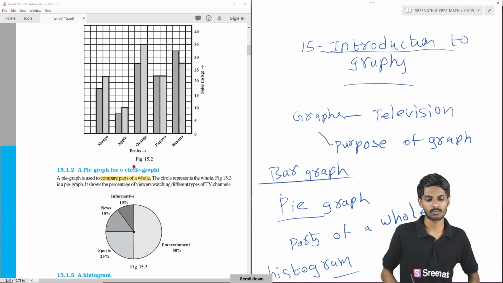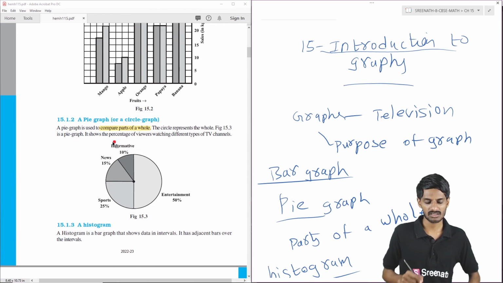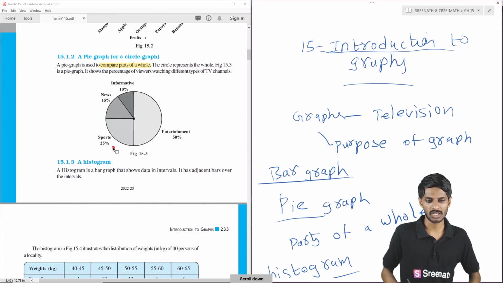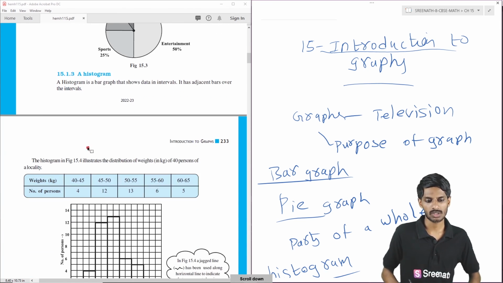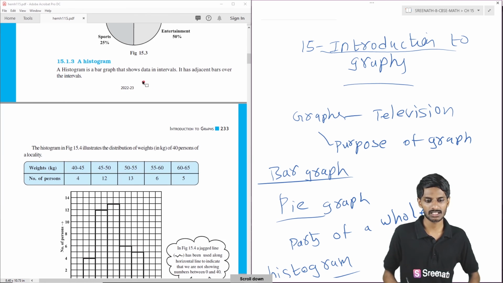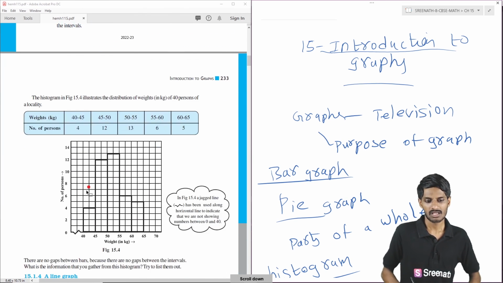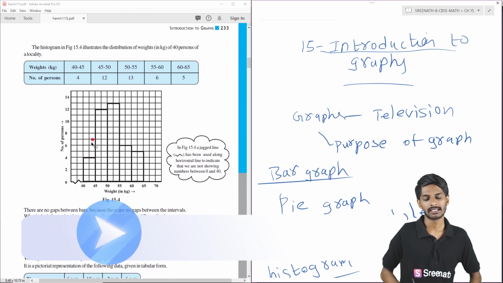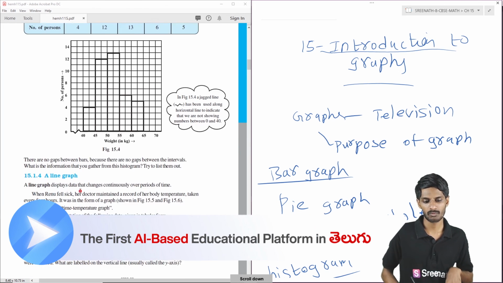Next is the pie graph. It is used to compare parts of a whole, students. It is in a circular shape. Next is histograms. It is also like a bar graph, but it shows data in intervals. In this there are no gaps between the intervals, students, no gaps between bars.